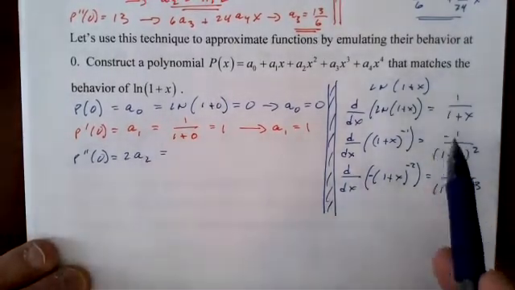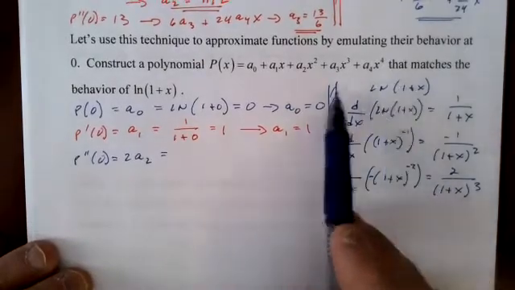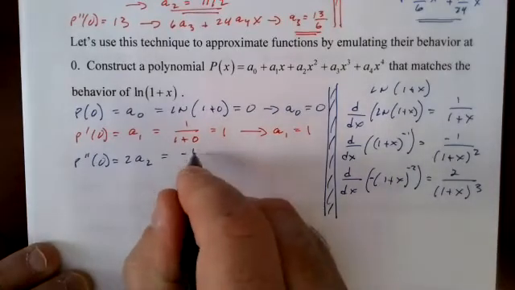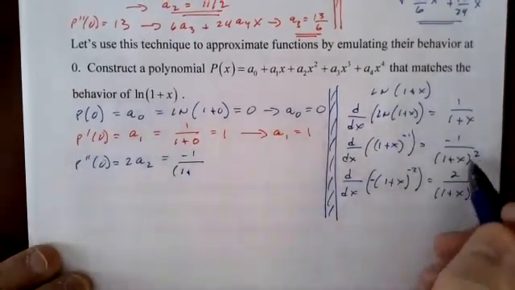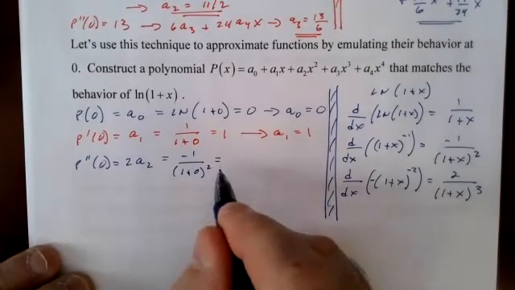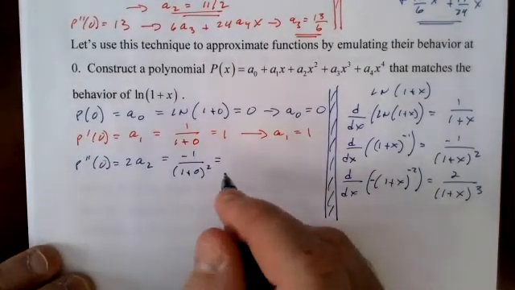2a2, where are we on this list? This is so confusing. 0, 1, oh, so we're just right here. That's a piece of cake. Negative 1 over 1 plus 0 squared. So, looks to me like a2 is negative 1/2.